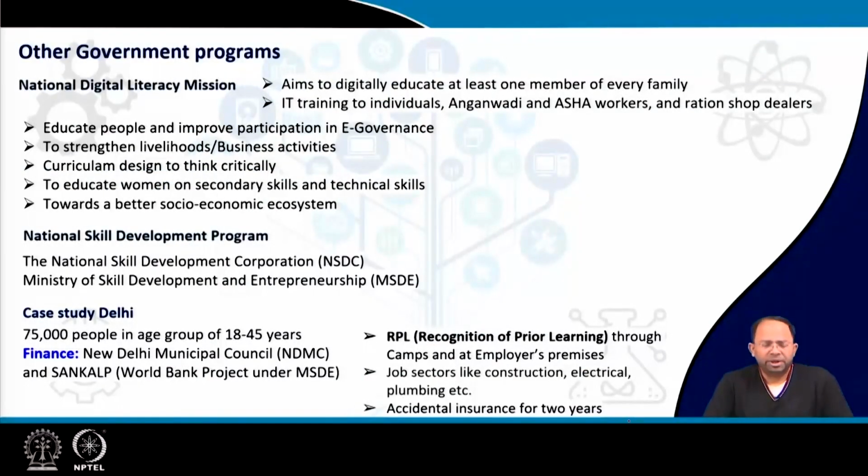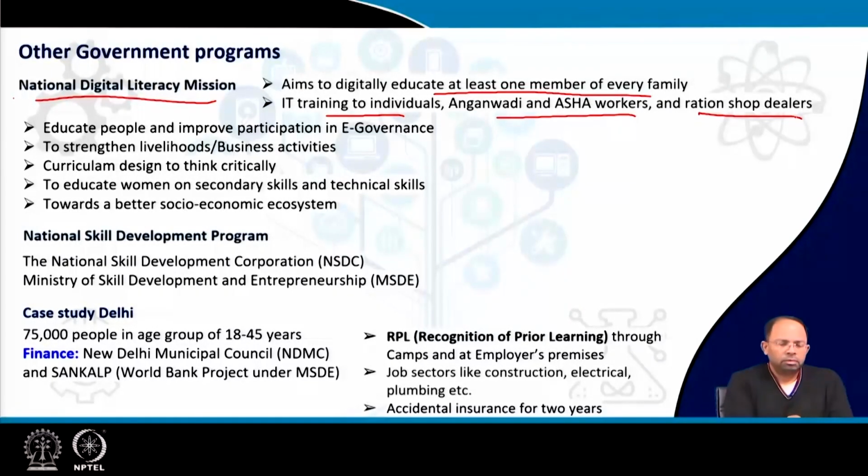So, in addition, the government runs other programs in regards to education. The one is the National Digital Literacy Mission. So, here the aim is to digitally educate at least one member of the family. Now, this means IT training to individuals, Anganwadi and Asha workers and ration shop dealers, so that people can use the IT systems both for data entry as well as for analyzing the data. So, this will help people to improve their participation in e-governance. They will educate the people. Then this will help in strengthening livelihood and business activities.